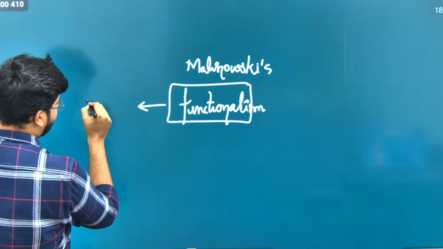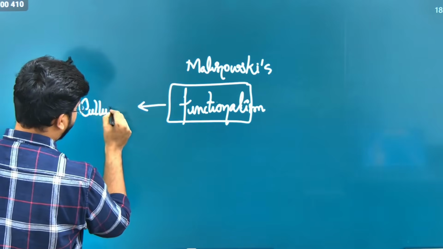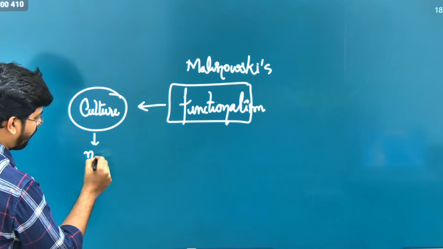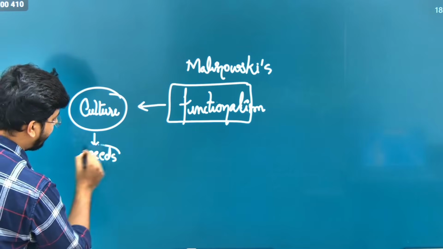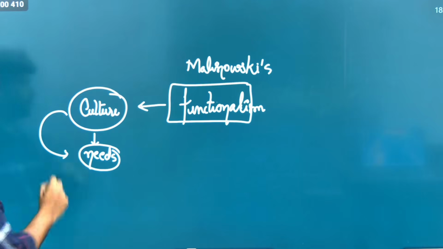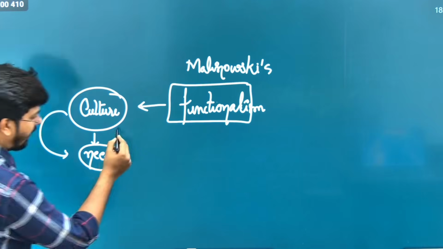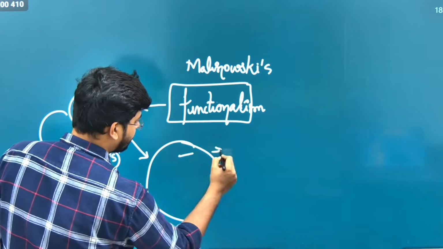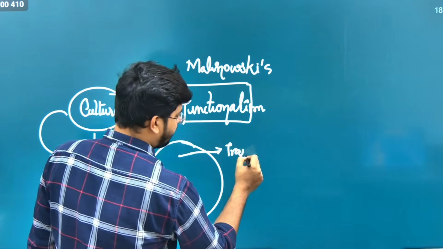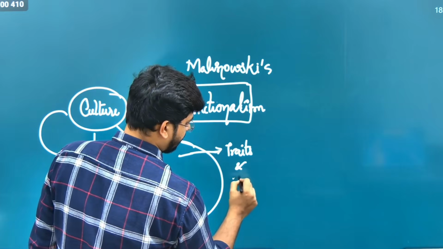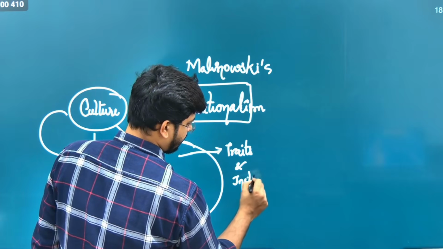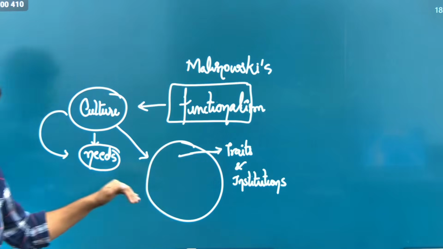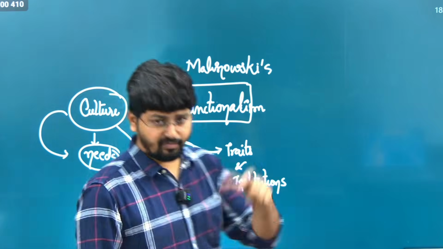So first, he says that culture is an integrated whole and culture is there to meet the needs of an individual. So it is a need fulfilling mechanism. So he tries to see culture as an integrated whole. What are integrated within the culture? There are traits and there are institutions. And these traits and institutions are related to one another. If you disturb one of them, it will affect the other.